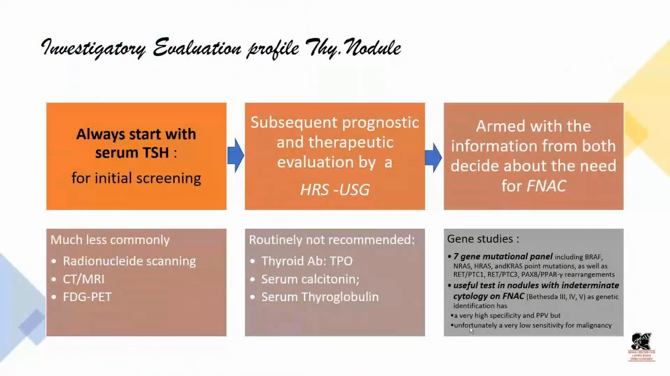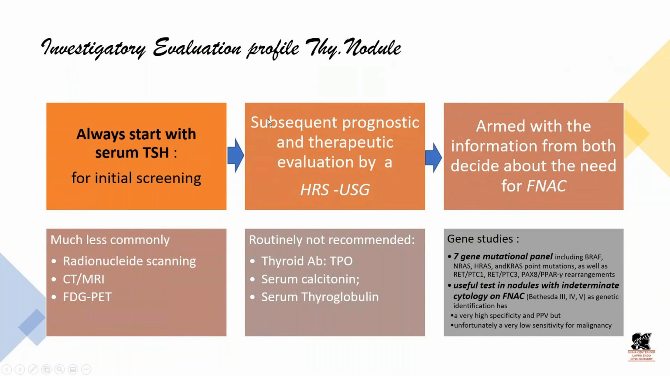Right? Now, once we have done all this, only then go ahead and start with the investigatory evaluation of the thyroid nodule. There are a number of methods by which you can do that, and which comes first, second, or third varies. But one thing which is very important is that whether TSH comes first or ultrasound comes first, these two are the primary evaluating investigations which have to be taken into consideration whenever you're examining a thyroid nodule. So always start with serum TSH, followed by prognostic and therapeutic evaluation by a high resolution ultrasound.